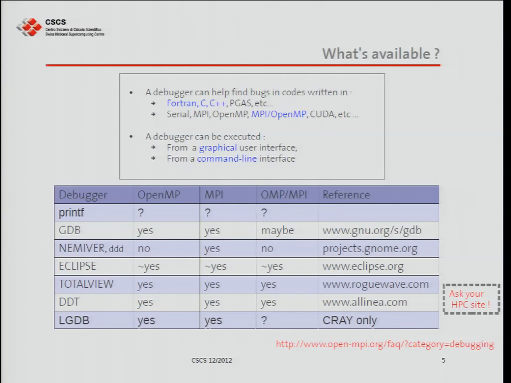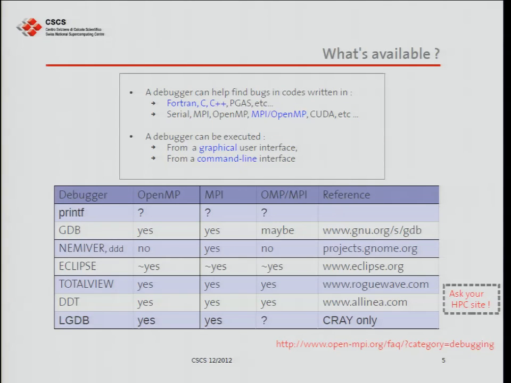And last but not least, Cray supports a debugger based on GDB that is called LGDB. That is very nice because it's not limited by a license, which means you can, if you want, debug your application on the full system. So in the case of Rosa, that's more than 47,000 cores.